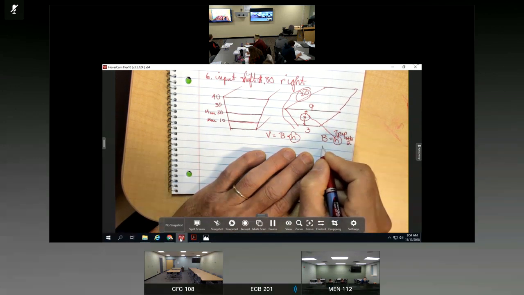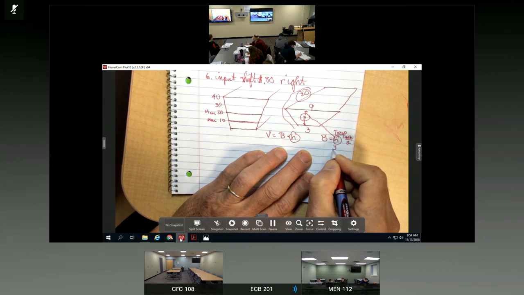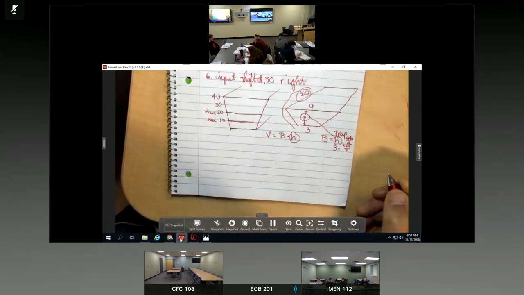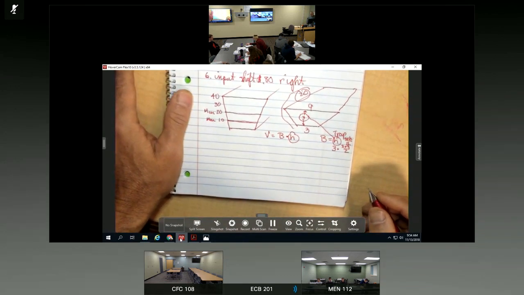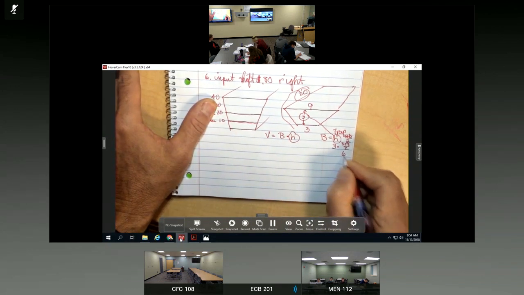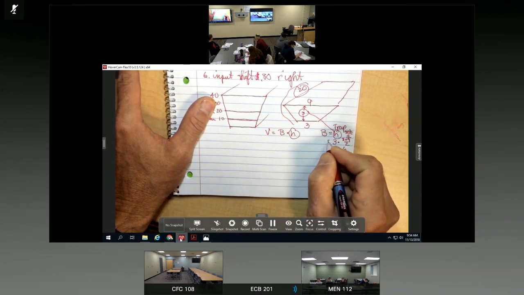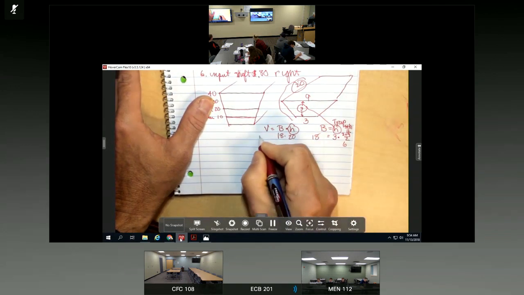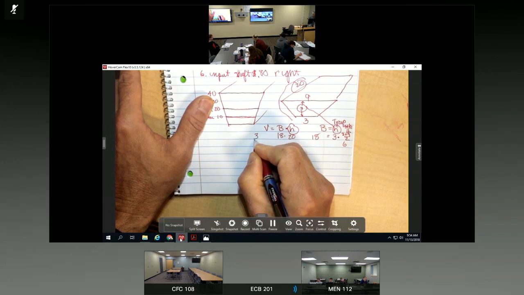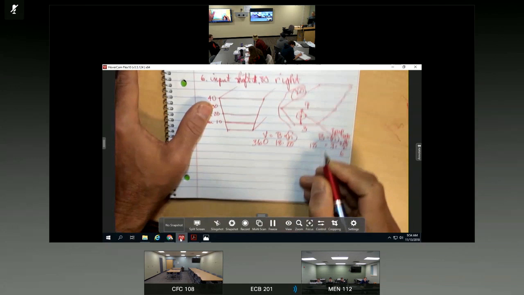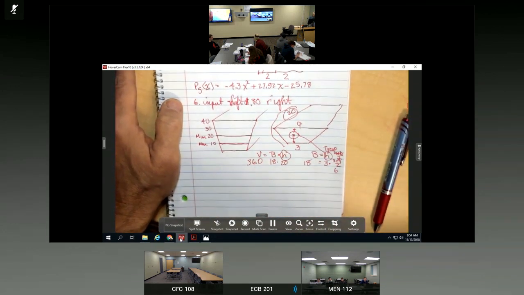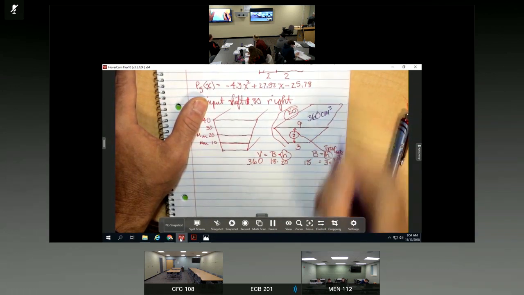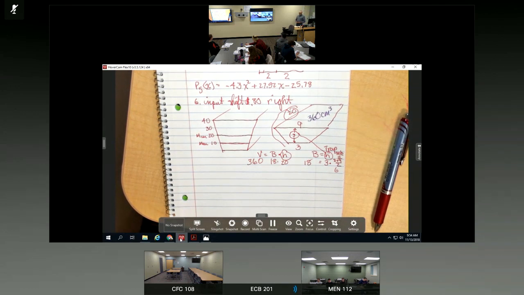So in this case, the area of the base will be 3 times (3 plus 9) divided by 2. What's 3 plus 9 divided by 2? 6. 3 times 6 is 18. 18 times 20 is 360. So this shape right here holds 360 cubic centimeters of water. We'll start there after our break.